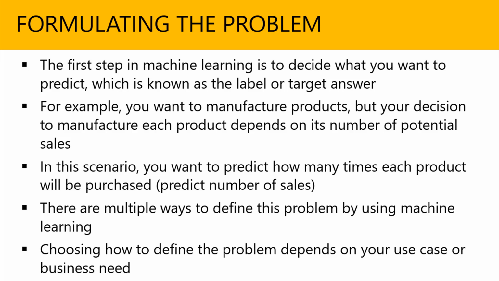So for example, let's say you'd like to manufacture some products, but your decision to manufacture each product really depends on its sales, whether the product is going to sell or not. So in this scenario, you want to predict how many times each product will be purchased. In other words, you're predicting sales. And there are multiple ways to define this problem by using machine learning. You can choose how to define the problem. It really depends on the use case or business need.